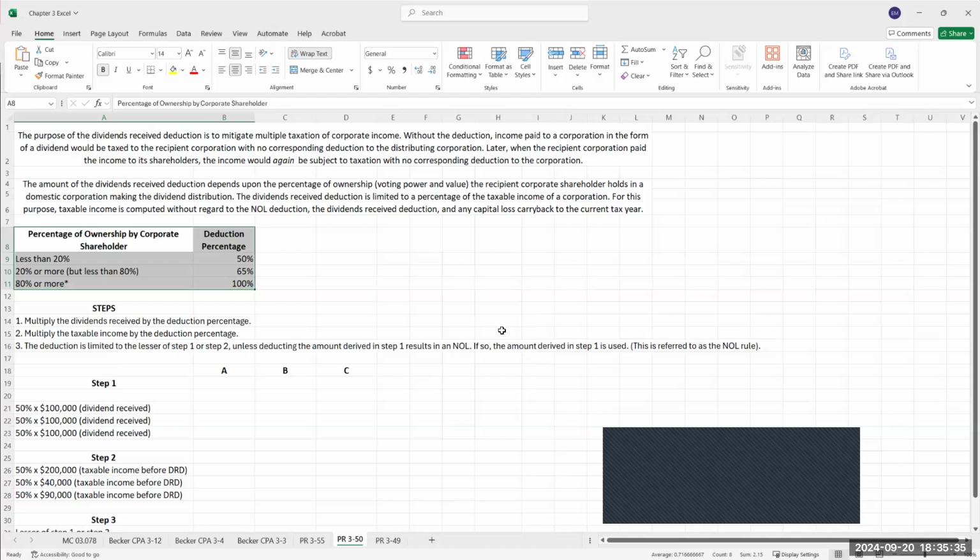If the recipient corporation owns less than 20%, the deduction for dividends received is 50%. If they own more than 20%, but less than 80%, the dividends received deduction is 65%. And if they own 80% or more of that corporation, the deduction is 100%. So keep that in mind.